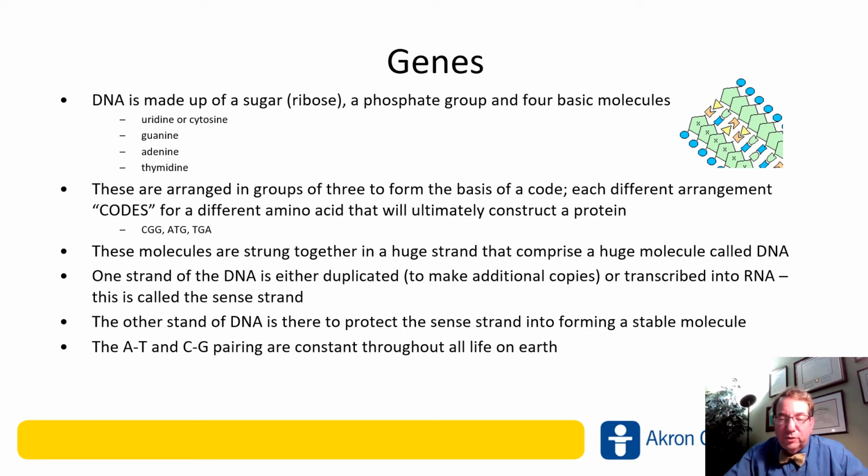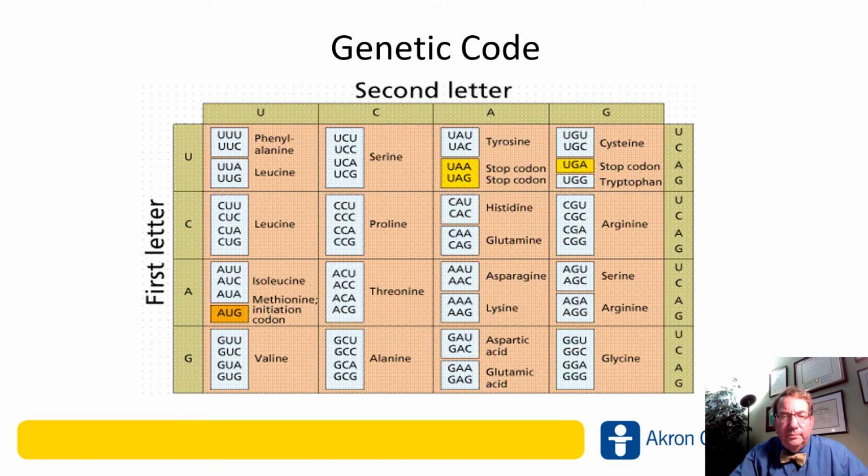And only one strand is transcribed into RNA, and this strand is called the sense strand. The other strand is the antisense strand. And the other strand, again, in DNA is there just to protect the molecule and keep it a stable molecule. And this AT and CG pairing are constant throughout all life on Earth.